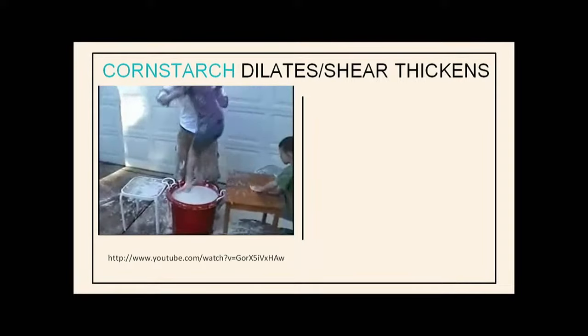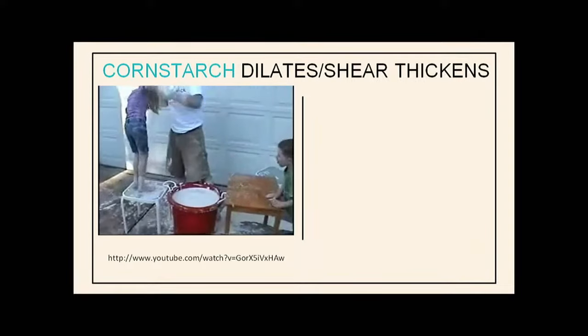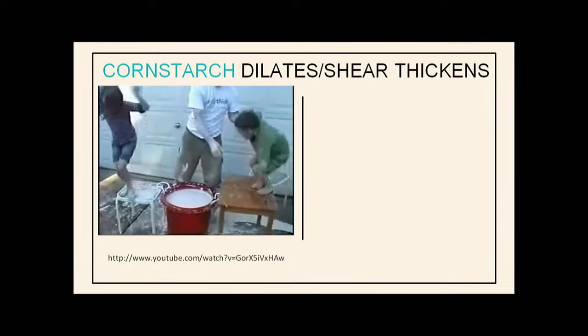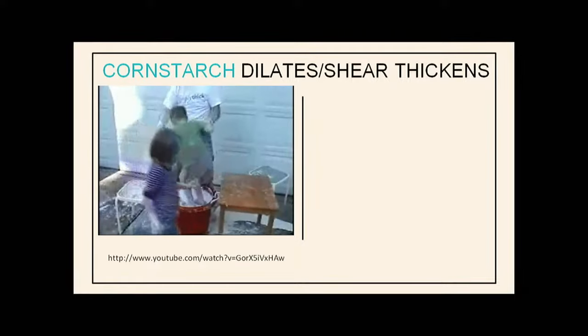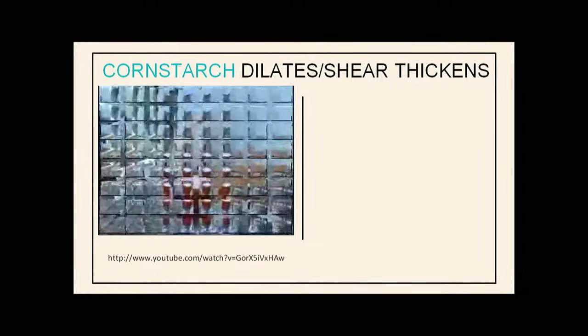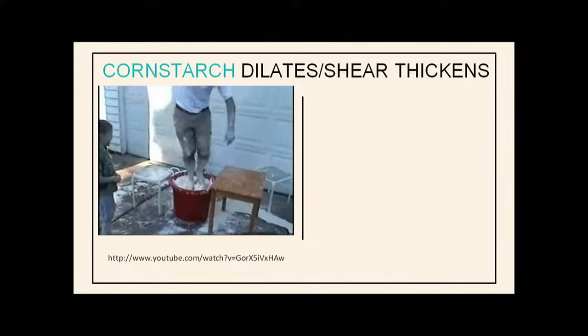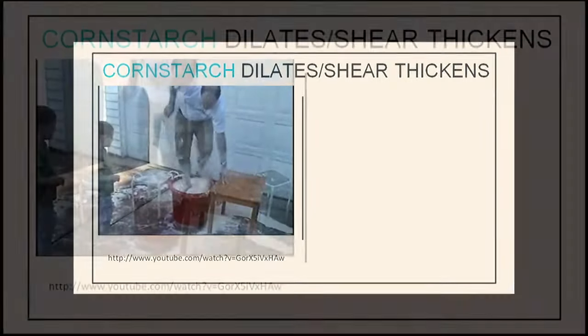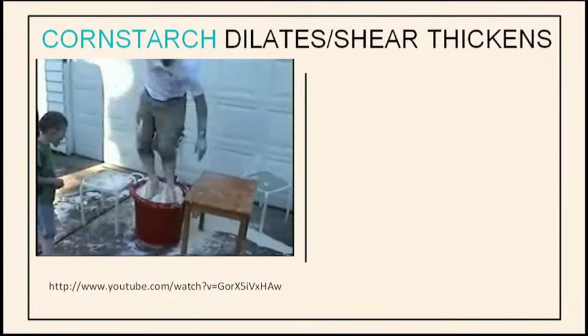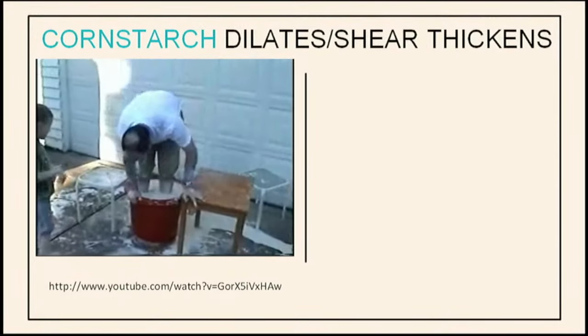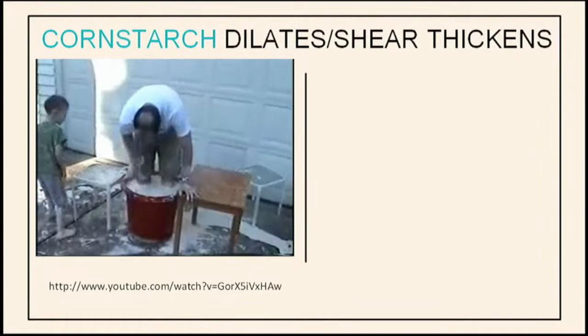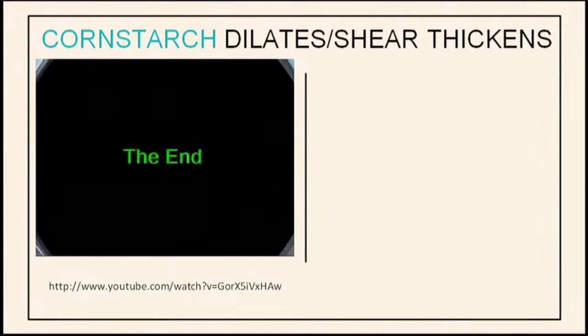So we can do a kid hop. Go ahead, Nicole. Solid. And Adam? If you jump fast enough, you can actually jump on it for a long time. So you see these YouTube videos where people actually run over a swimming pool filled with cornstarch. See? So now you can dance on it, but the moment you stop, you sink. He sank. Oh, that feels just lovely. Yes, yes, absolutely.